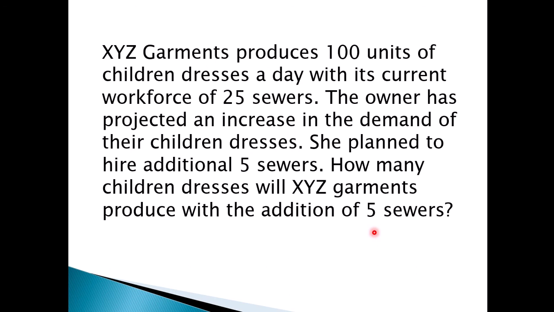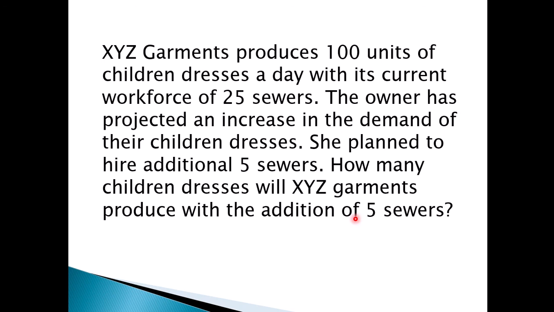Okay, so we need to situate the proportion of the given problem. We have there 100 units of children dresses a day with its current workforce of 25 sewers. So we have a relation of 100 is to 25. And then the other one will be the additional 5 sewers, and then we solve for the garments produced by the additional 5 sewers together with the 100. So that's going to be the 2nd ratio in this given proportion.